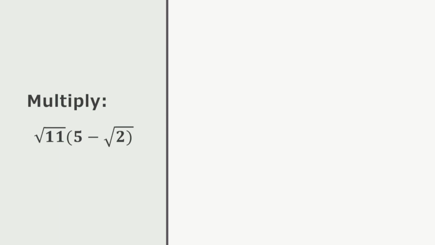Okay, let's try to multiply square root of 11 times the quantity 5 minus square root of 2. Again, we will apply the distributive property. If we multiply square root of 11 times 5, the product is 5 square root of 11. Minus, we distribute again, square root of 11 times square root of 2, that is minus square root of 22.